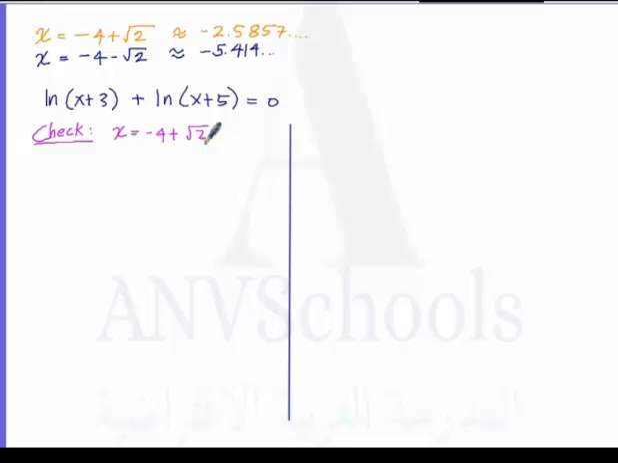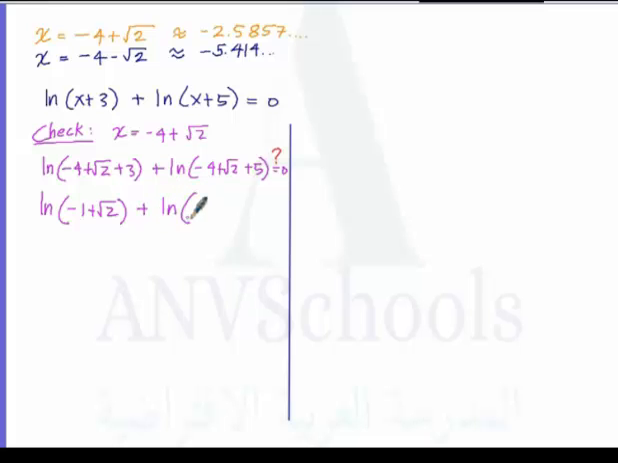So substituting, we will get ln of negative 4 plus square root of 2 plus 3 plus ln of negative 4 plus square root of 2 plus 5 is equal to 0. And this will give me ln of negative 1 plus square root of 2 plus ln of 1 plus square root of 2 is equal to 0. Is it equal to 0?